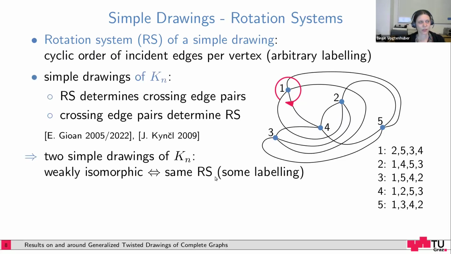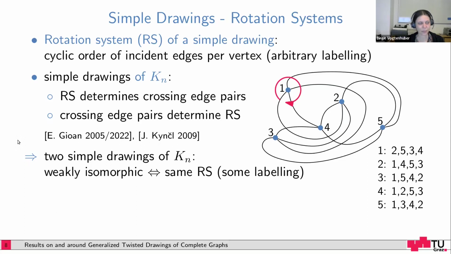And it has been shown that for complete graphs, the rotation system actually determines completely which edge pairs cross. And also the crossing edge pairs determine the rotation system. That's an equivalence that has been stated and shown by Kynčl and also by Jan Künschel, but the proof by Kynčl has only been published far after the proof by Künschel. That's why both names are here.